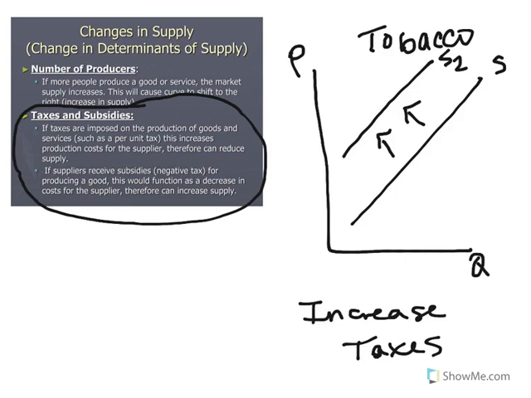And then the opposite of a tax would be a subsidy. So if there's a subsidy in an industry, think of that as a negative tax. So if there's a negative tax, the opposite would occur. If there was a subsidy, then it's almost as if the government is paying you to produce your good. So the supply curve would be shifting the other direction. The supply would be increasing if the government subsidized the industry.